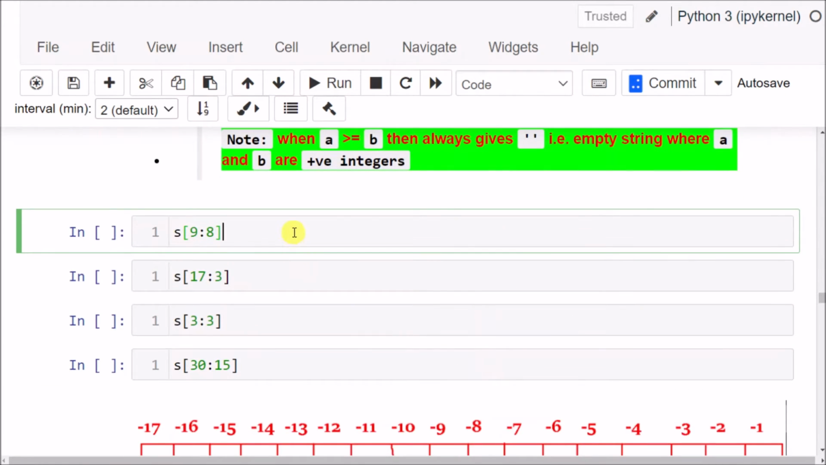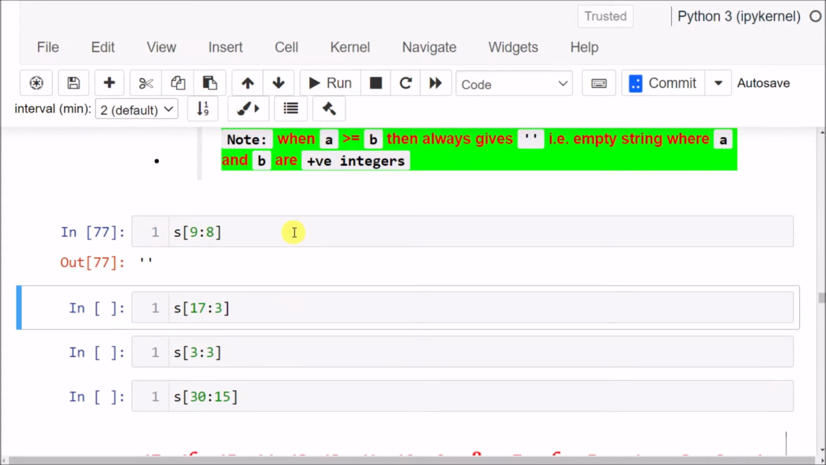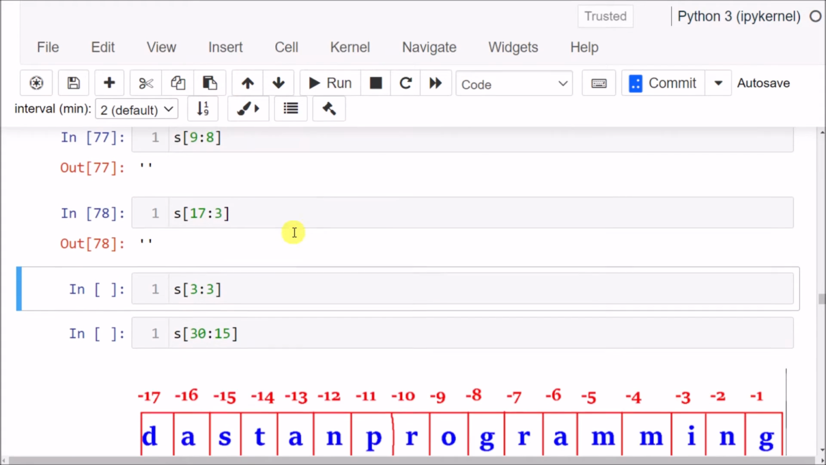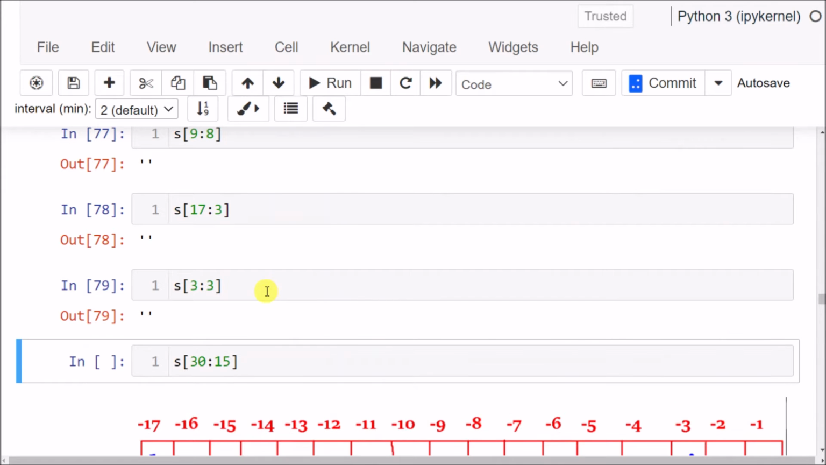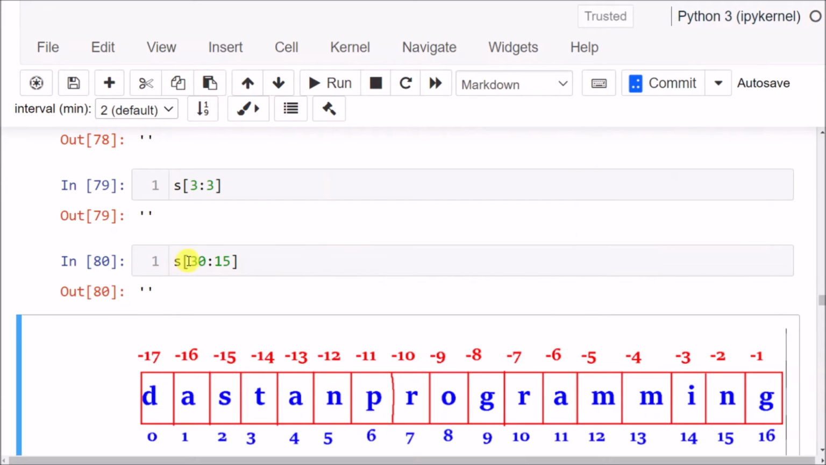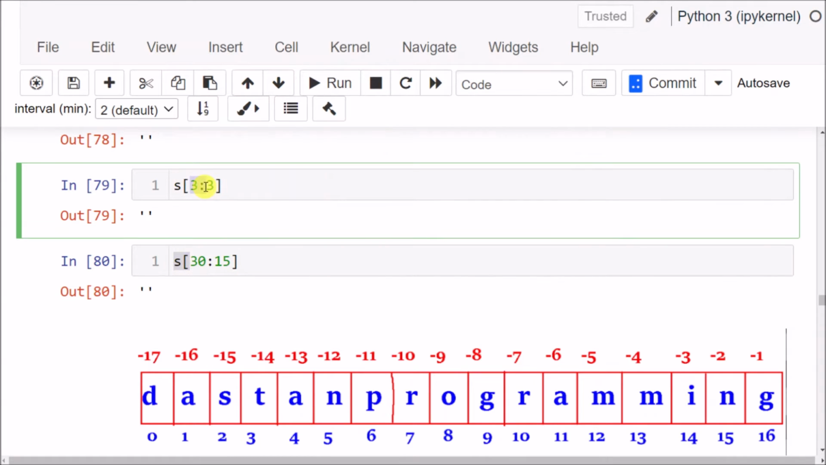So here, empty string. In the same way, from 17 to 3 index we can't move, so it returns an empty string. And 3 to 3 means 3 is included and 3 is excluded. In this case also empty string, and here also empty string. Why? When the included and excluded points are the same index, then excluded is considered. Just remember this point.